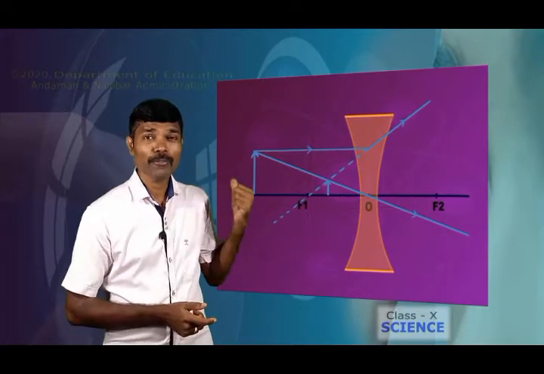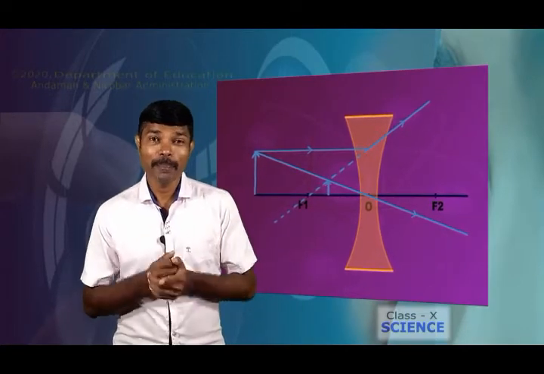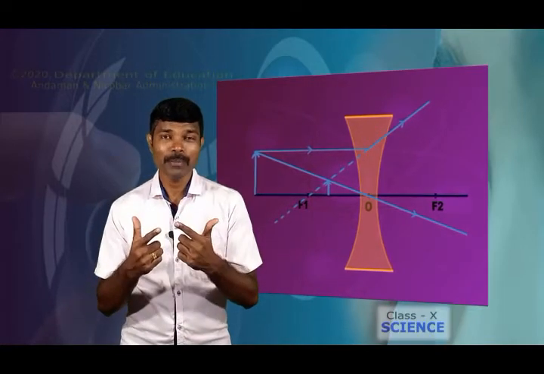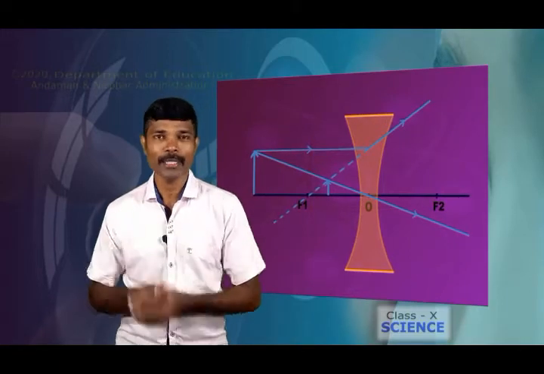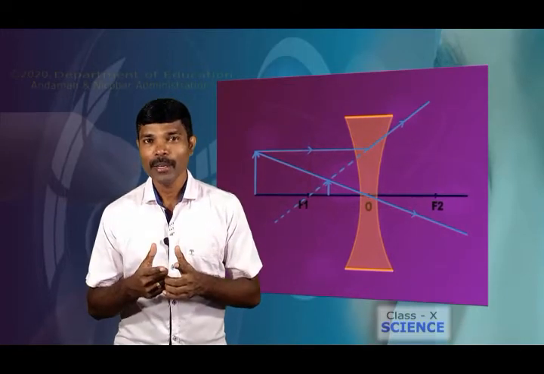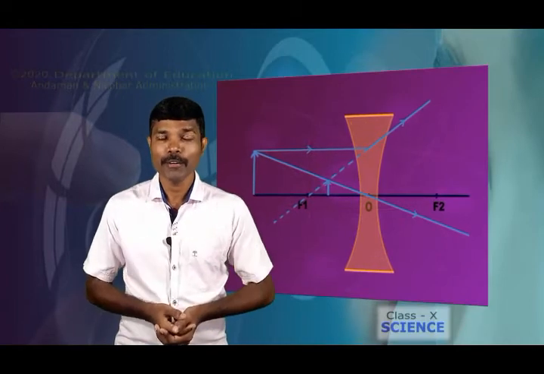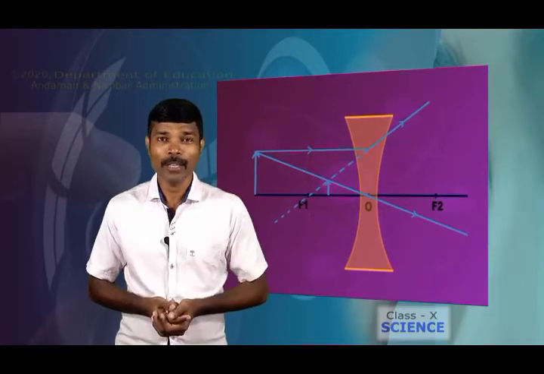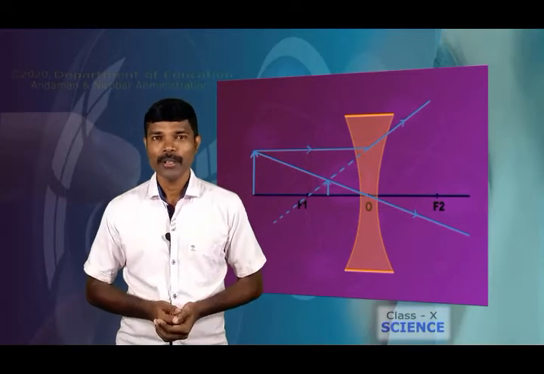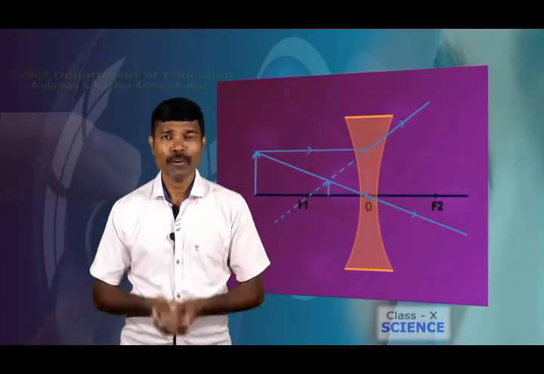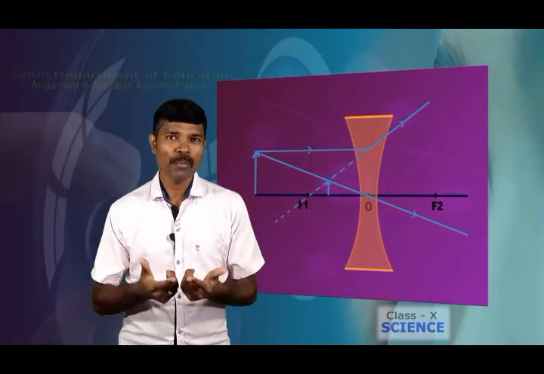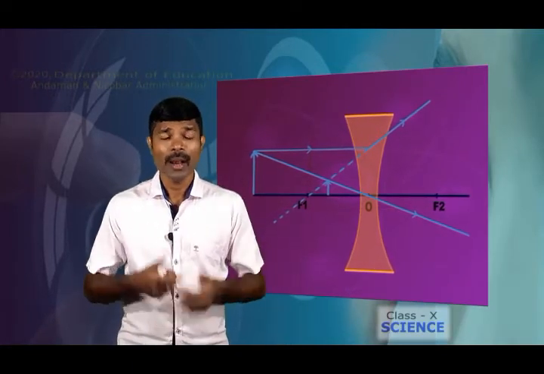So here the image is formed between the optical center and focus. Whenever we keep the object between infinity and the optical center, the image is formed between the optical center and focus, and the image formed will be erect and virtual, as it is formed on the left hand side of the lens, and it is diminished. This way we can find the image formation using a ray diagram. The same thing you can practice at home. If you have any doubts or queries, you can ask.